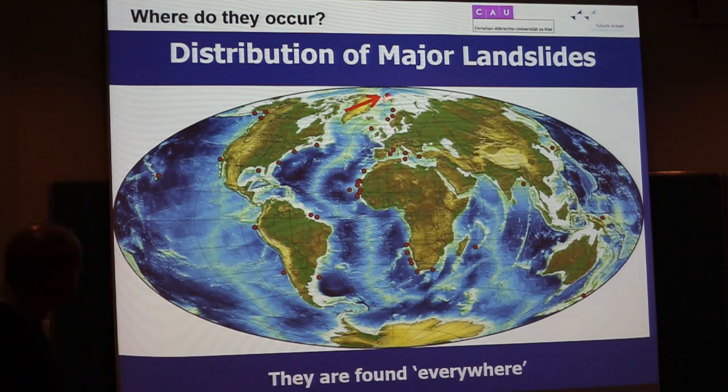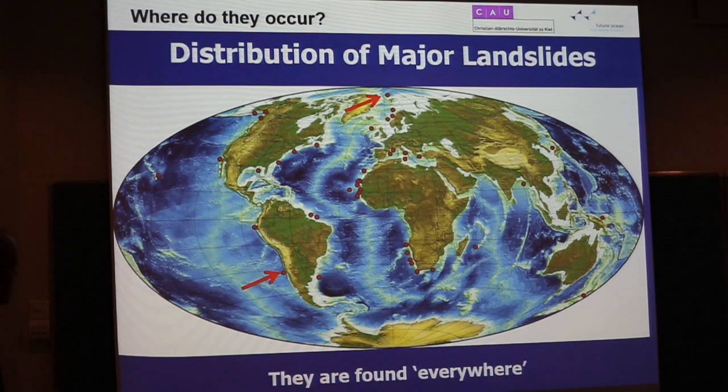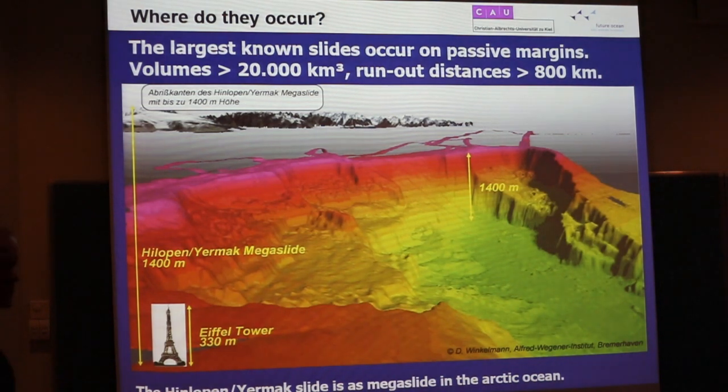The first example is north of Spitzbergen, north of Svalbard. The second example is from South America, and then I'll show you another example from the Gulf of Mexico in order to give you an impression of the size of these landslides. We start with this one here, north of Svalbard. That's a very large and very impressive landslide, the so-called Yamal landslide.